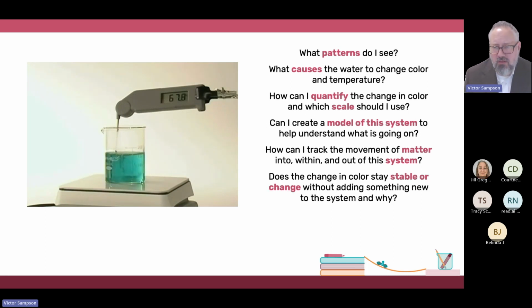It's on a hot plate. Can I also think about the energy? Does the change in color stay stable, or does it change without adding something new into the system? Or does it, and why? Does the change in temperature stay stable over time, and why?